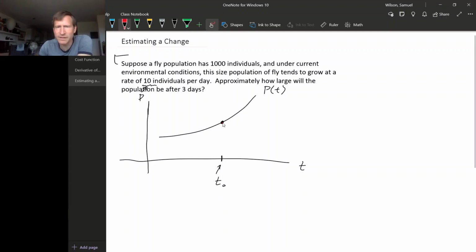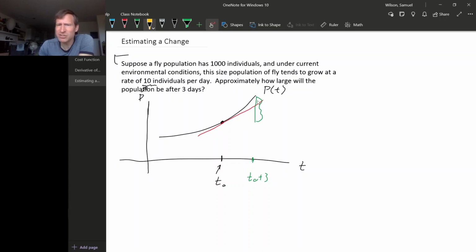It has a derivative, and the derivative tells you the slope of the tangent line. So if we wanted to, we could find this tangent line. Now we're asking what happens 3 days later. That's going to be over here at t naught plus 3. And you can see that the amount that the function has gone up is this green segment here. But because we don't have a formula for the function p of t, we can't actually find how big this green segment is. We just don't have enough information.